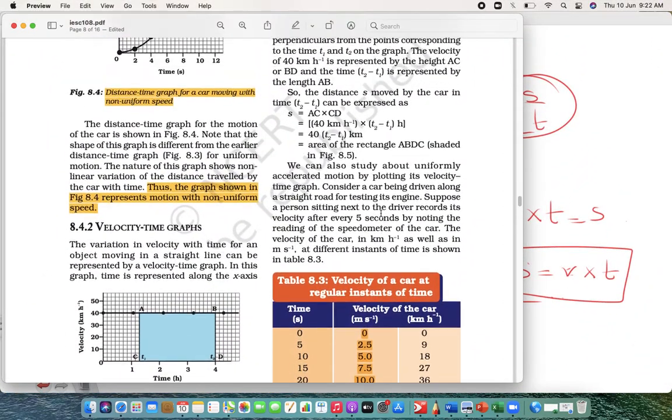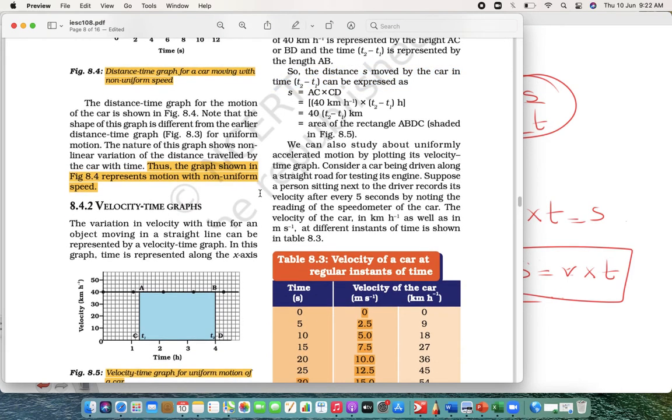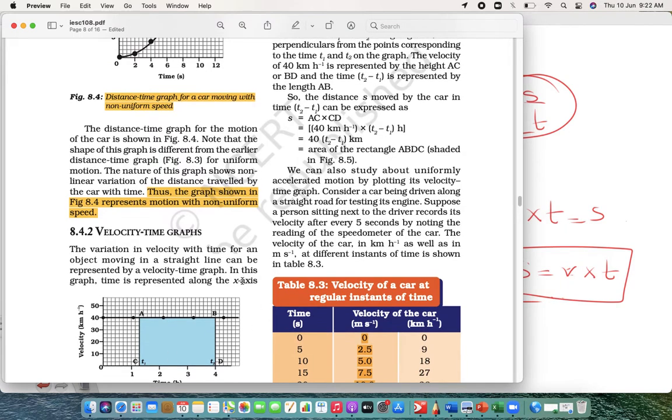So see here. The distance moved by a car in time t2 minus t1. AB is the distance covered by the car. So t2 minus t1, so it's 4 minus 1. And the speed is uniform, 40 km/h. So if you know the time, what is the initial time, what is the final time, and you take the difference, means, you leave your home, right? Let me just give you one example.